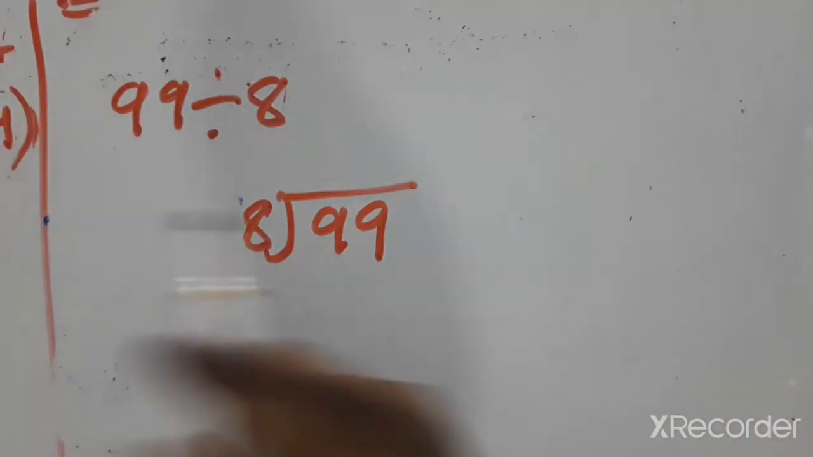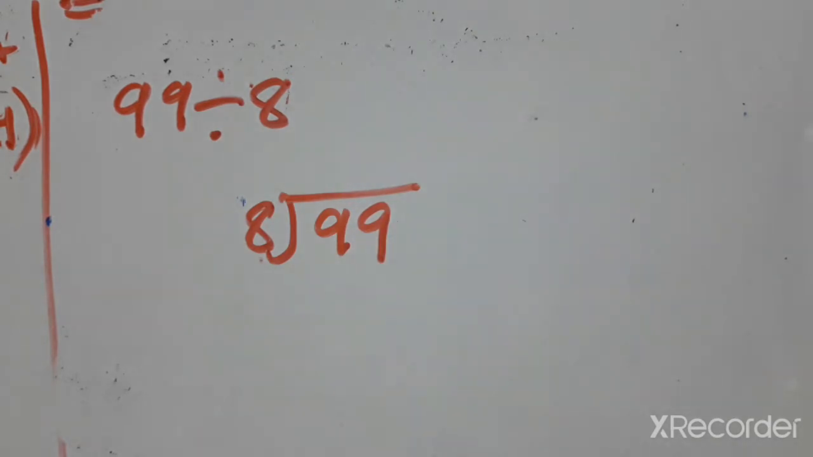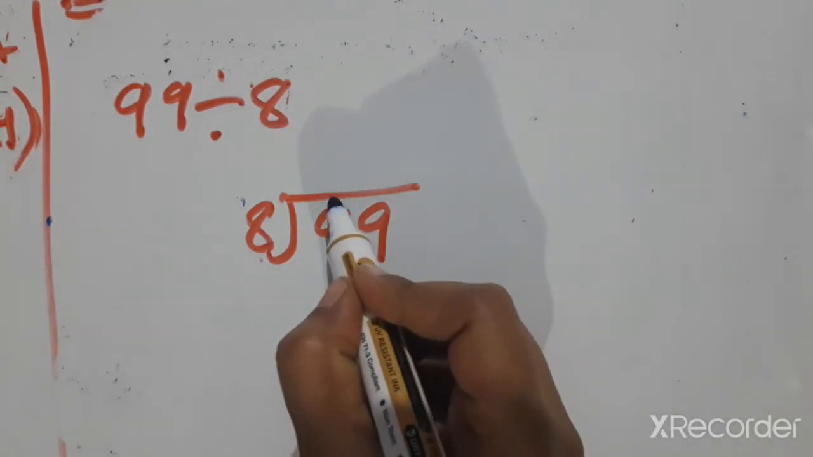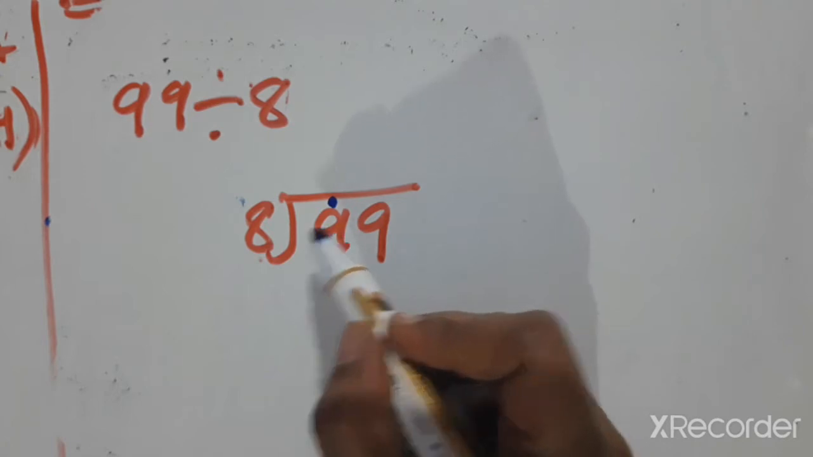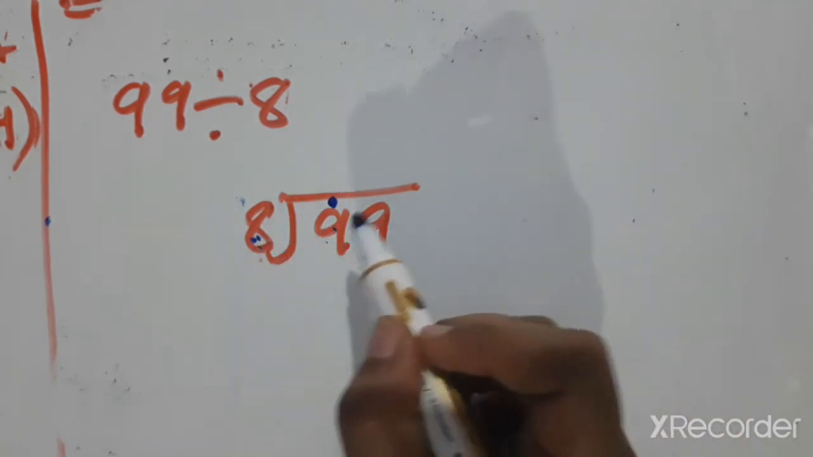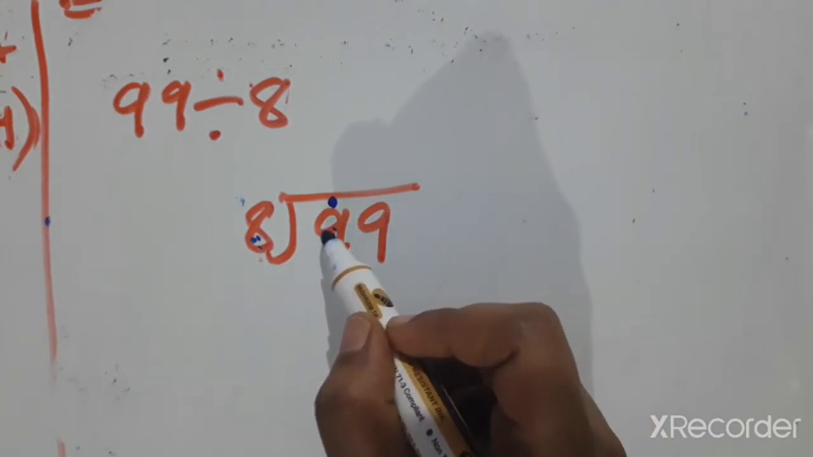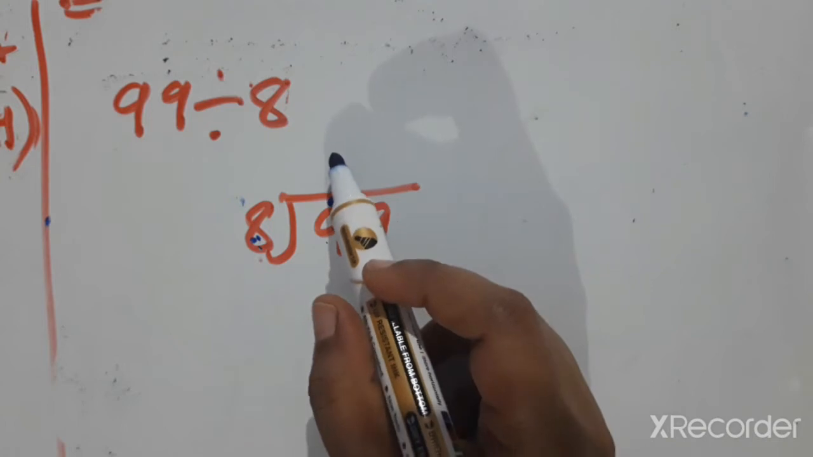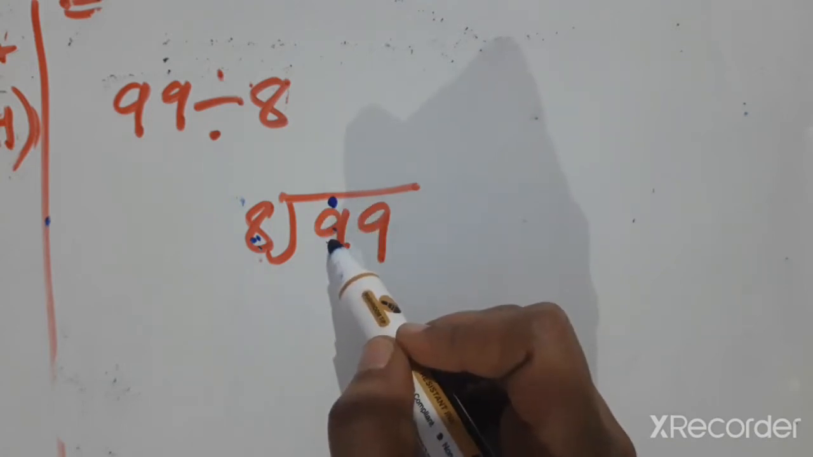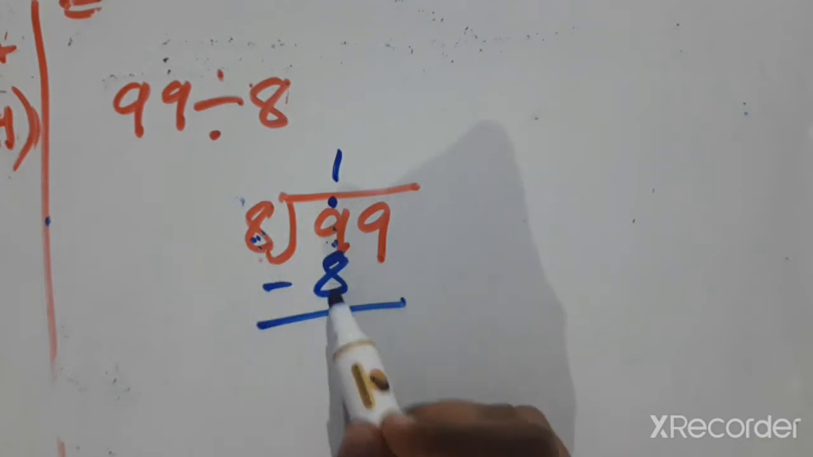Next is the fourth one, 99 divided by 8. So 8 we write here, 99 here. Whether we can consider one single number, 9? Yes, because 9 is greater than this number, so we can take 9. 8 how much? We can't get exactly 9, so we get the nearer one. 8 ones are 8, 8 twos are 16. 16 is greater, so nearer is 8 ones are 8. 9 minus 8 is 1.